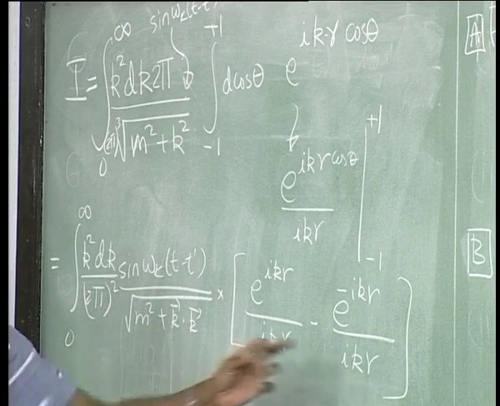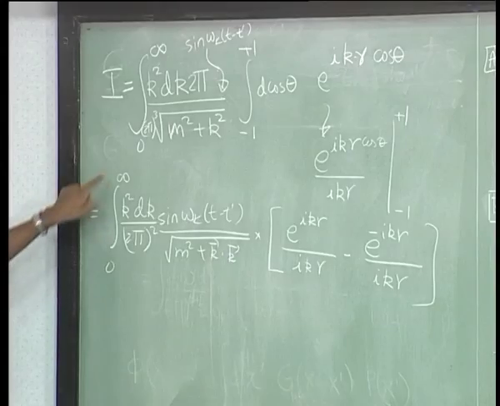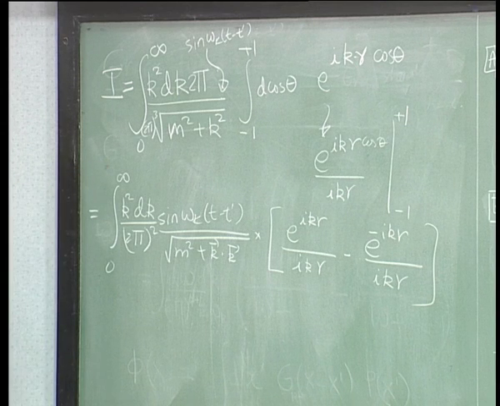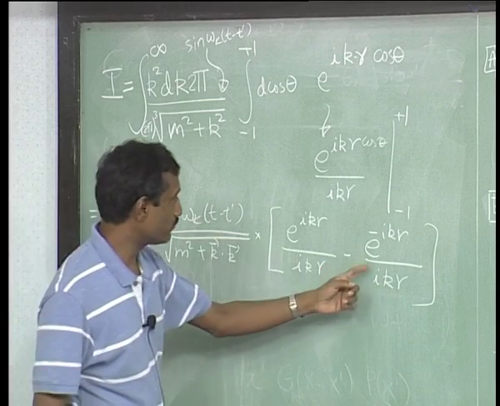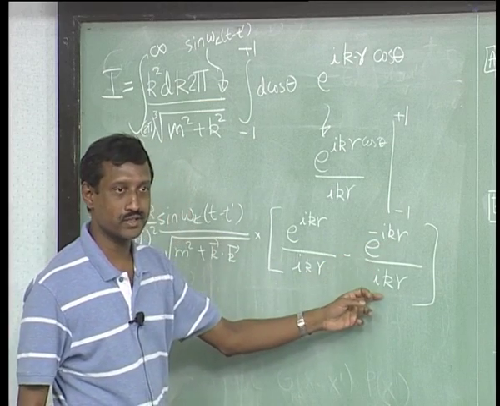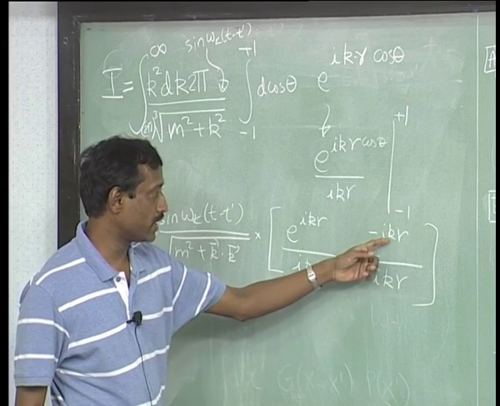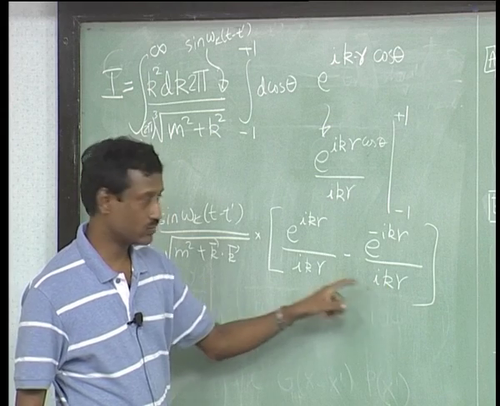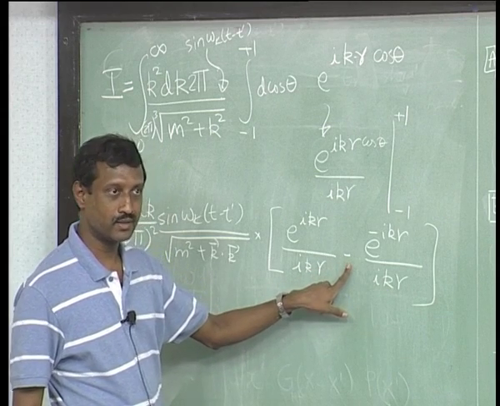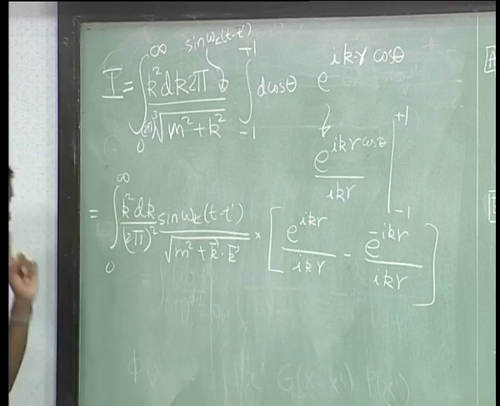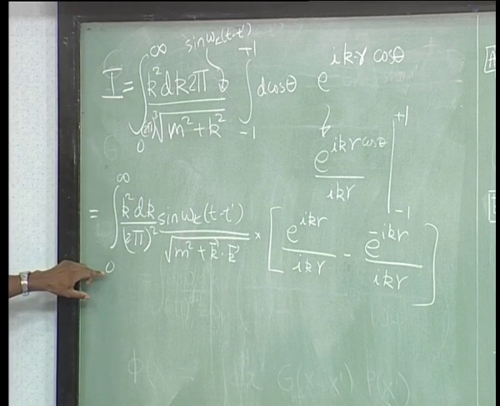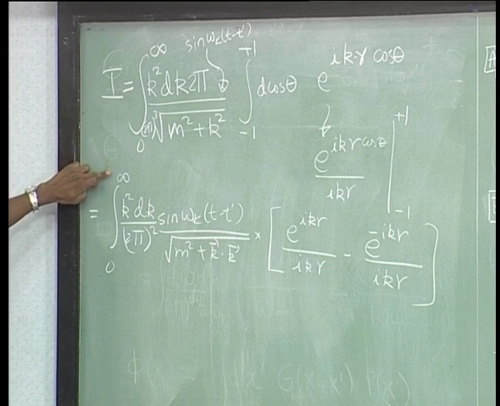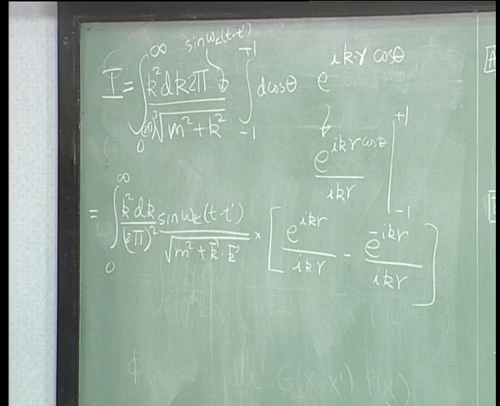So, we get two terms, but the k integration goes from 0 to infinity. Let us ask what happens if I take k to minus k on this term. Then the exponential becomes e power i k r. It looks exactly like this. This k goes to minus k, so this becomes a plus sign. And what happens to the limits? The limits become 0 to minus infinity.